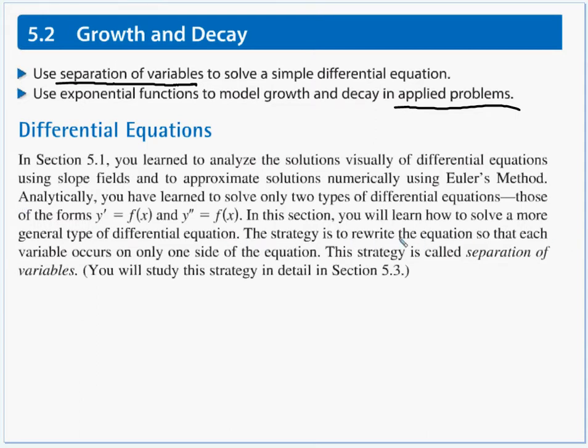The strategy is to rewrite the equation so that each variable occurs only on one side of the equation. We'll get all the y's and dy's on one side, all the x's and dx's on the other. This strategy is called separation of variables, which we'll study in more detail in the next section.